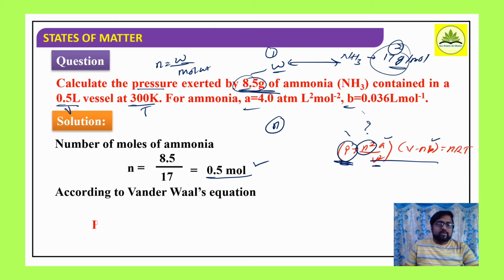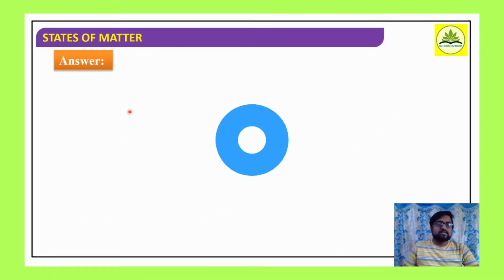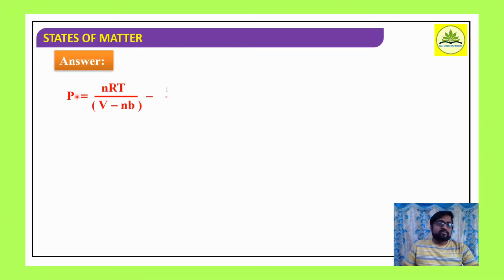Further, the van der Waals expression: P plus n square A divided by V square, into V minus nB, is equal to nRT. If you equate for P, or even if you directly substitute and simplify, you will get the answer. So here we just equated for P.